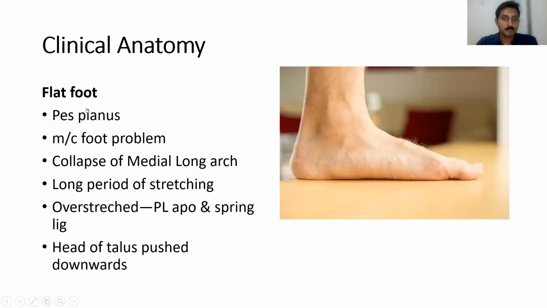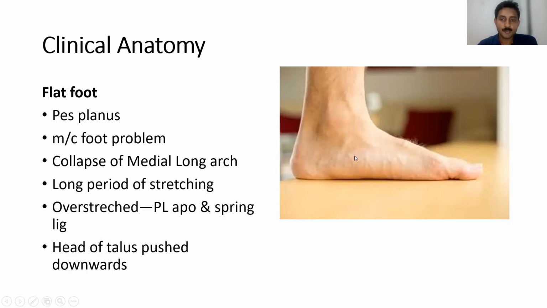So here we have pes planus. What is pes planus? You must have seen some patients or some people who have a flat foot. If they touch the ground, the foot will be flat. It's one of the most common foot problems. Why does it happen? Because of the collapse of the medial longitudinal arch. The medial arch is supposed to be here. It gets collapsed down because of certain factors. This is called pes planus. Pes means foot, planus means flat. Flat foot is called pes planus.